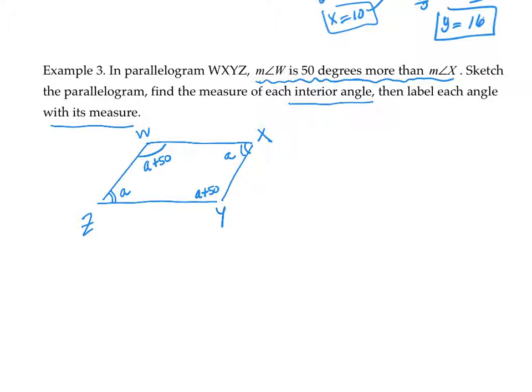A quicker way to do it is just to work with angle W and angle X, which are same side interior angles. And recall that same side interior angles are supplementary. So you have A plus A plus 50 is equal to 180. So take and add your A's. So you have 2A plus 50 is equal to 180.